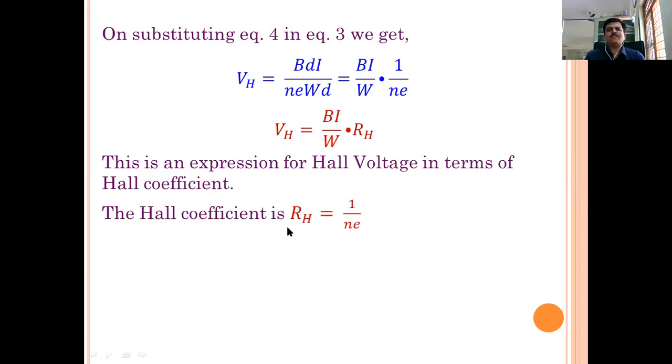So this is an important relation to calculate what will be the value of Hall coefficient if I know the value of electron concentration. If I know the value of Hall coefficient, I can easily calculate what will be the potential difference between two phases of a semiconductor.